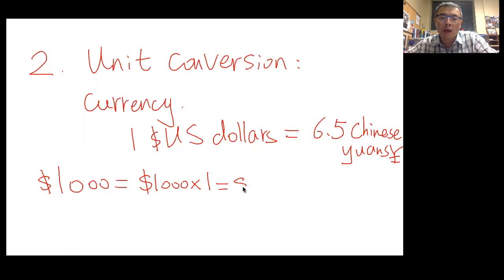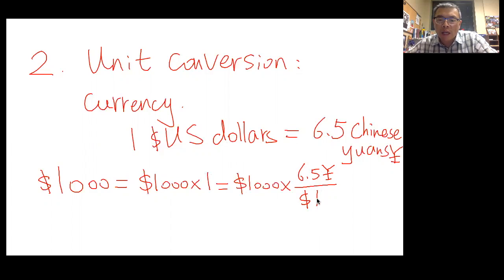Now the trick here is you want to write this 1 in terms of this relationship between the two units. Okay, as we know, 1 US dollar equals 6.5 Chinese yuans. So you write it like this. Okay, you put $1 in the denominator and then 6.5 yuan in the numerator. Okay. This 6.5 yuan divided by $1 is 1, right? Because they are equal to each other, right? So this is like the way to write your 1.